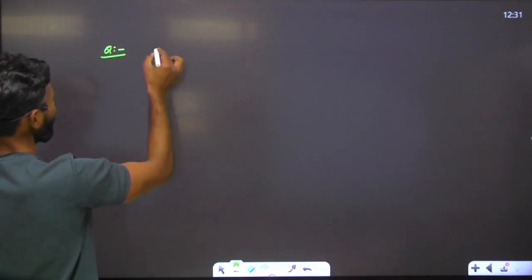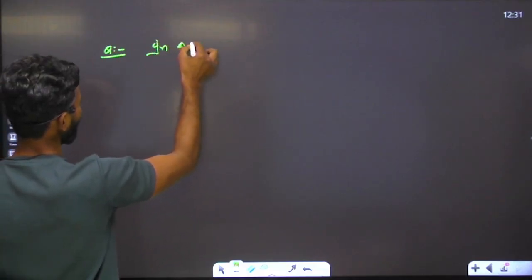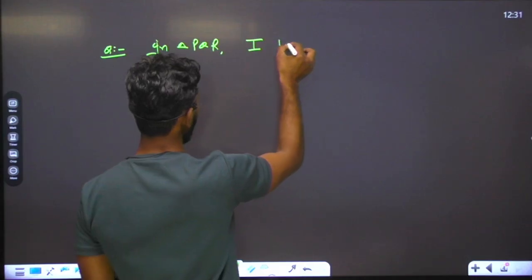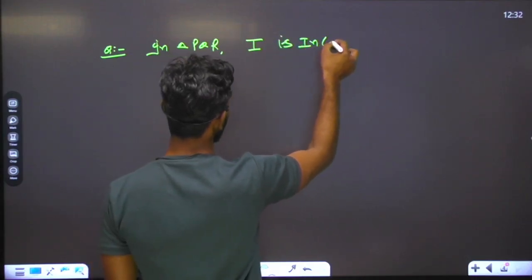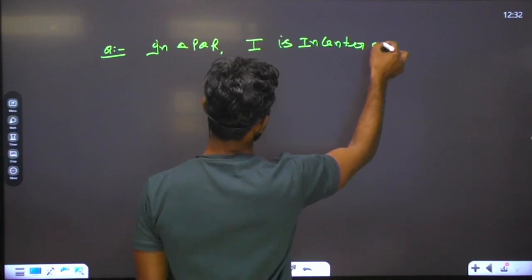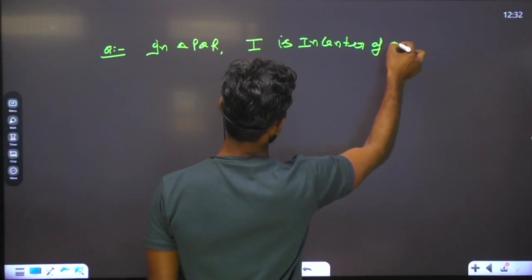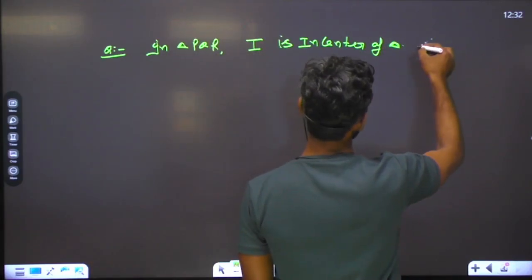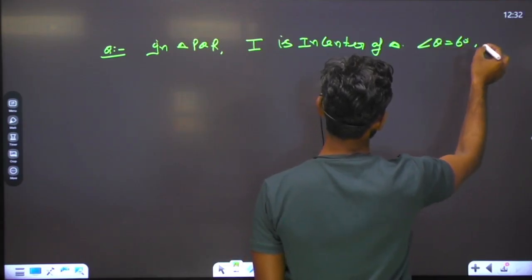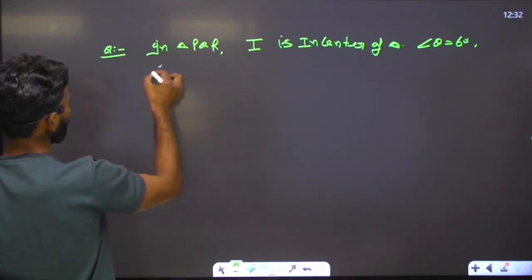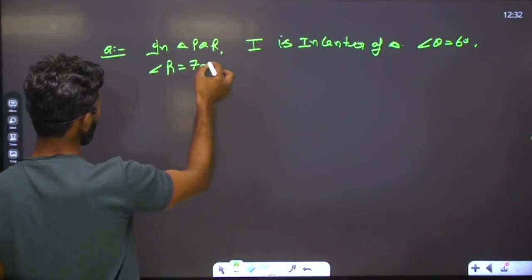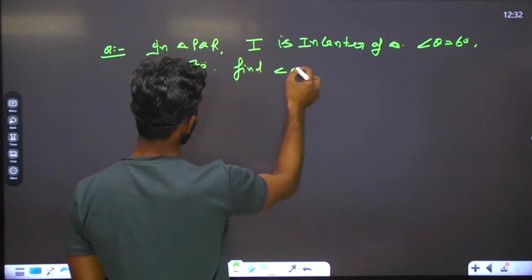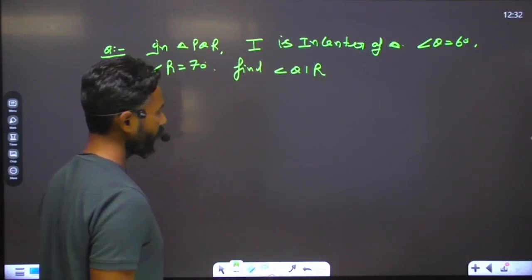In the question it is said that in triangle PQR, I is the incenter of the triangle. Angle Q equal to 60 degree. Angle R equal to 70 degree. Find angle QIR. We have to find out this.